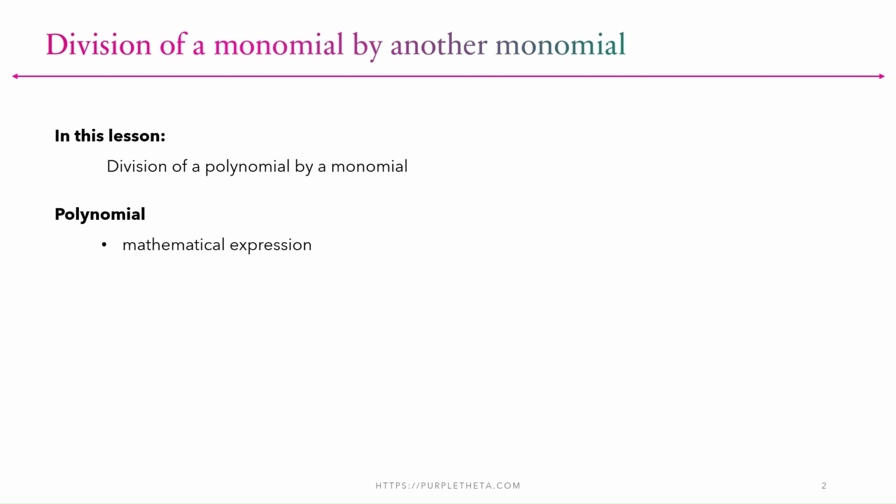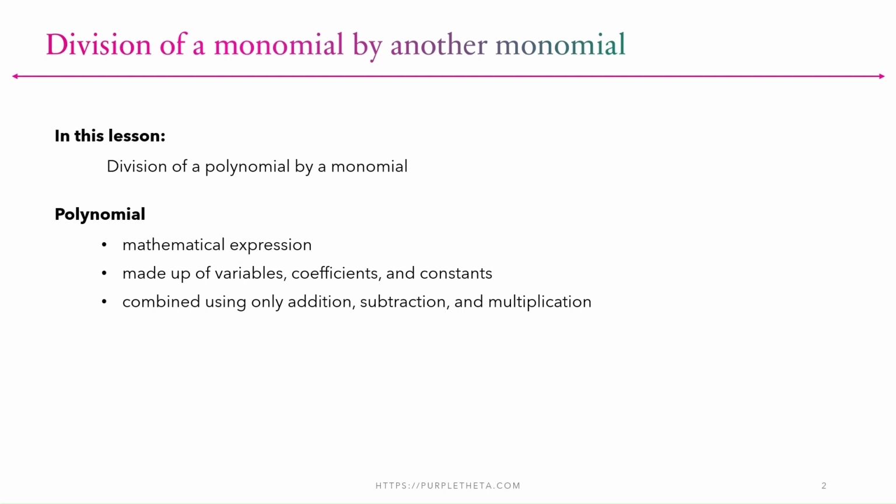A polynomial is a mathematical expression made up of variables, coefficients and constants combined using only addition, subtraction, and multiplication. Also, the exponents, that is, powers of the variables, are whole numbers, that is, 0, 1, 2, 3, and so on. Okay, let us see a few examples of polynomials.